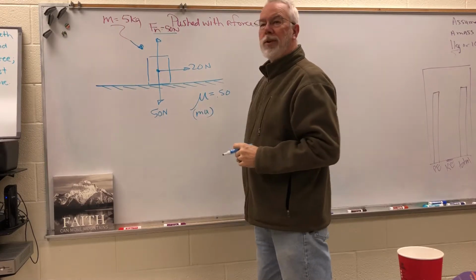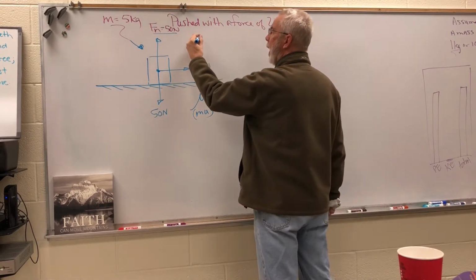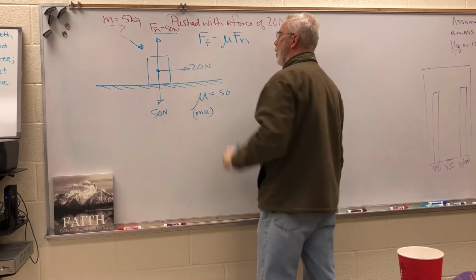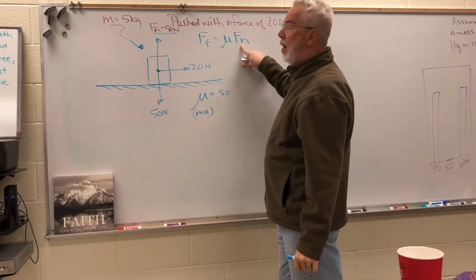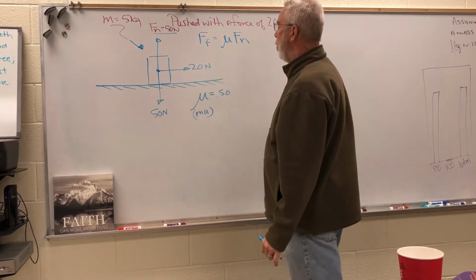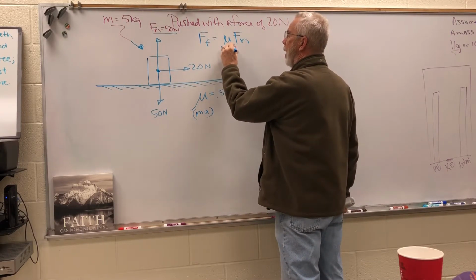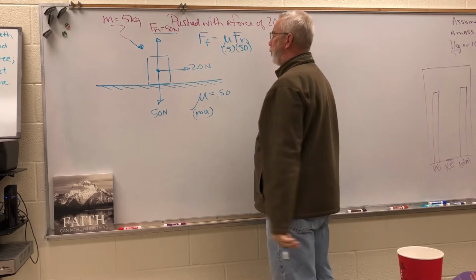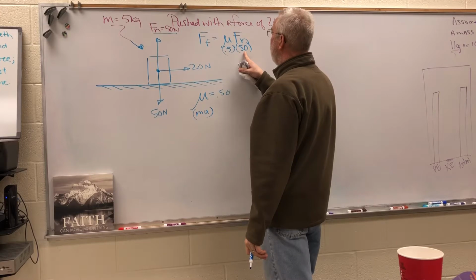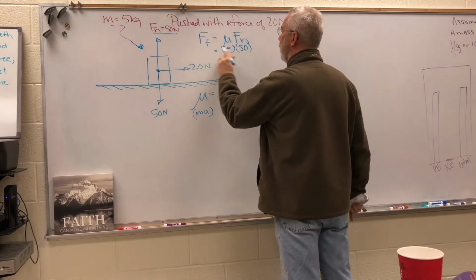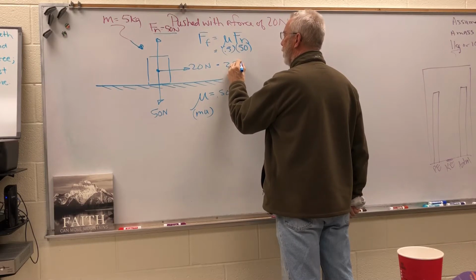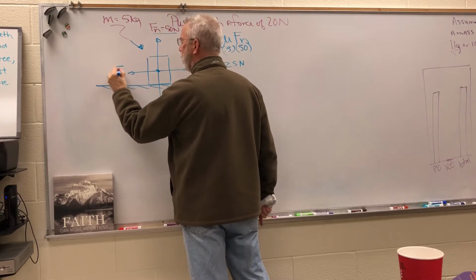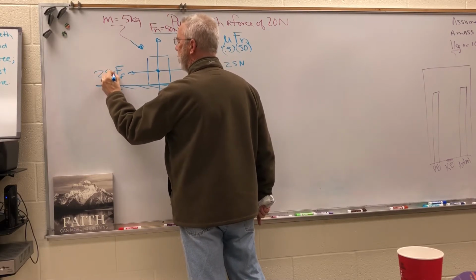Now, we have to deal with this friction. If you remember back in your notes, the force of friction is equal to the coefficient of friction times the normal force. That's why it's so important to be able to solve for the normal force, because it's used in this equation. So now we're going to plug in 0.5 for the coefficient of friction, and we've got 50 for the normal force. So 0.5 times 50 is 25 newtons. Now, the friction is going to be over here on this side. The force of friction is going to be 25 newtons.